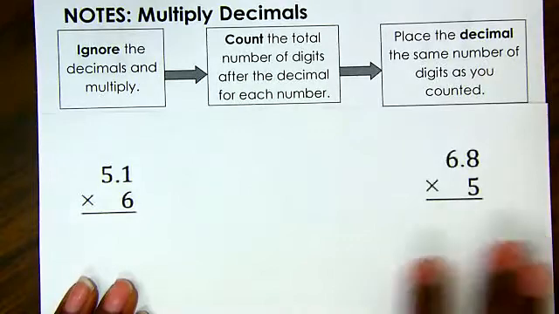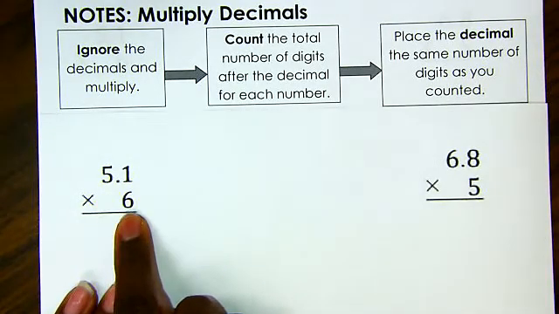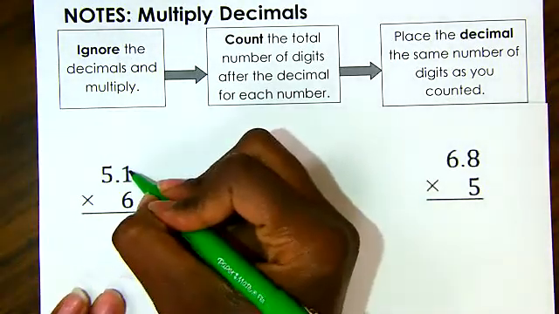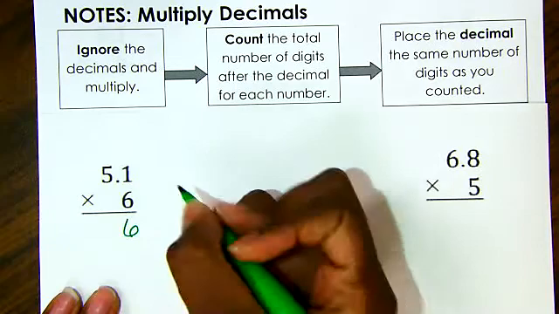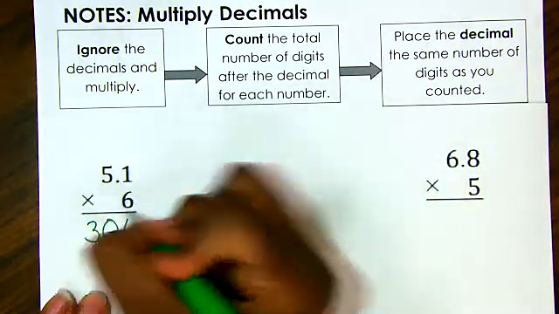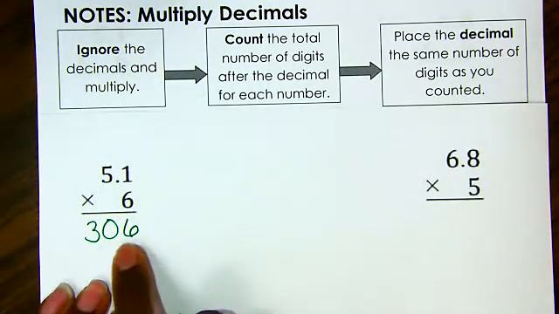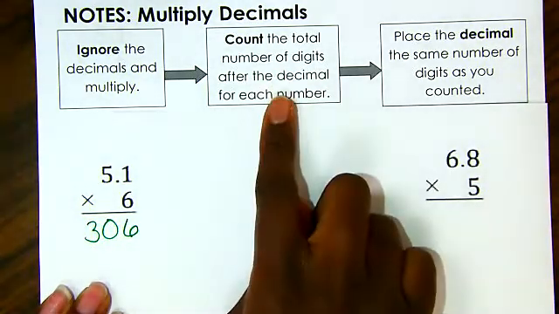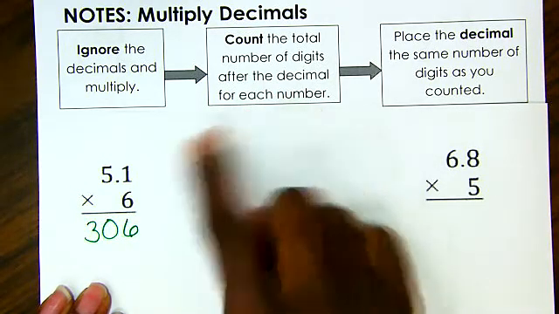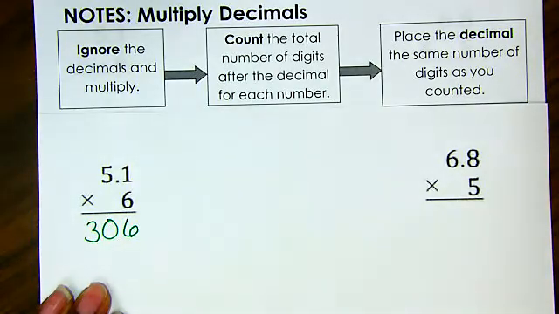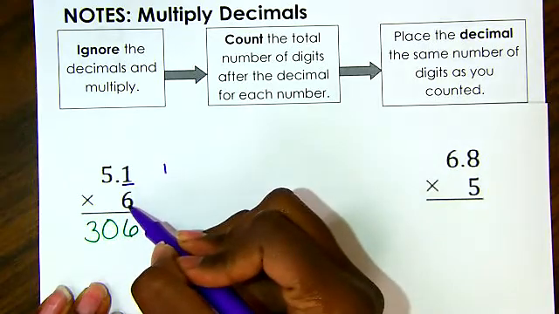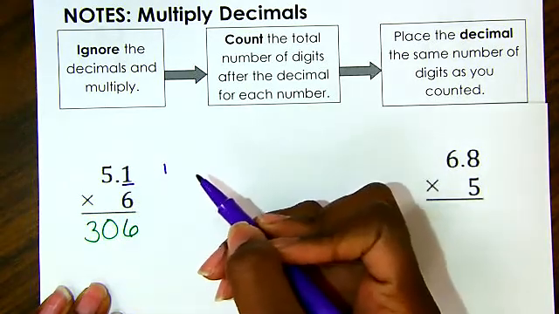So let's look at our first one. We have 5.1 times 6. So my first step says just multiply it. So I'm going to go 6 times 1, which is 6. 6 times 5, which is 30. Okay. So I've multiplied and I got 306. My second step says count the total number of digits after the decimal for each number. So I have one number that has a decimal. So here's 1. This one doesn't have a decimal, so I don't do anything with it.